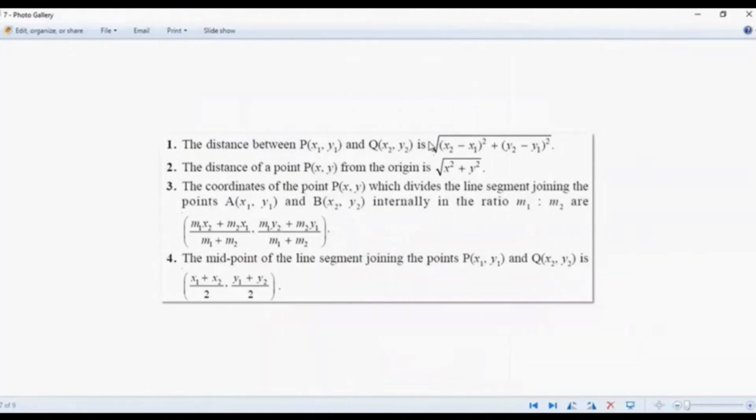The distance formula, that is square root of (x2 minus x1) whole square plus (y2 minus y1) whole square. The second one is a particular case: in the distance formula, suppose one of the points is the origin. Then the formula simplifies to square root of x square plus y square. Then the section formula we studied, and the fourth one is a particular case of section formula, that is the midpoint of the given line. The section formula will reduce to (x1 plus x2) by 2 comma (y1 plus y2) by 2.